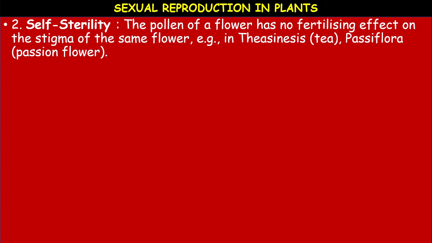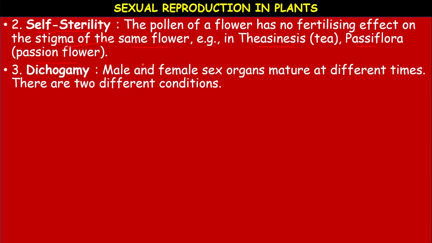Next, contrivances, that is self sterility. The pollen of the flower has no fertilizing effect on the stigma of the same flower. For example, Theacensis and Passiflora, the passion flower, show self sterility.